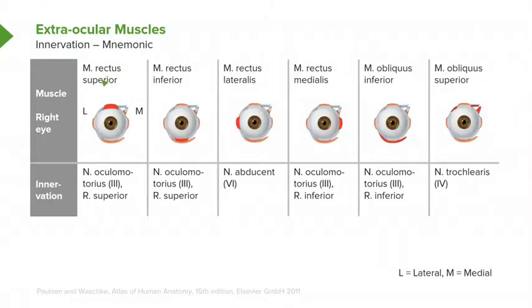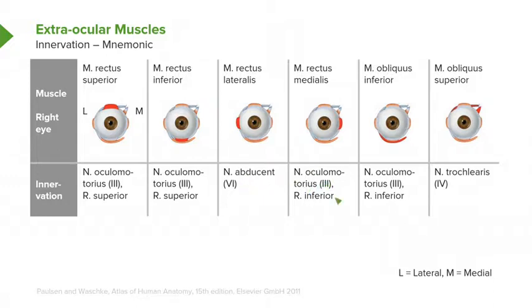Here is your superior rectus. Oculomotor is its innervation. Here is your inferior rectus. Again, oculomotor. The rectus on the lateral side, the lateral rectus, shown here in bright red. This is where we have a change in innervation to the abducent or cranial nerve 6.